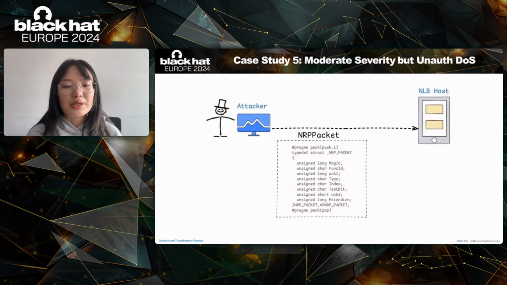So let's make a special NR packet and send it to the NLB host. This makes the host enter the NLB vector reserve process, which keeps allocating non-paged memory. By analysis, the NLB driver will get the structure of the NR packet and use the payload to trigger this.